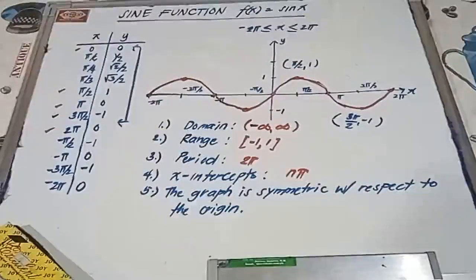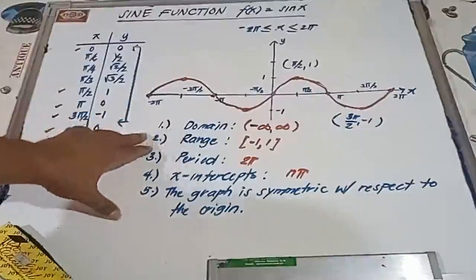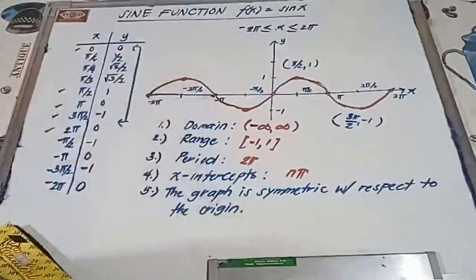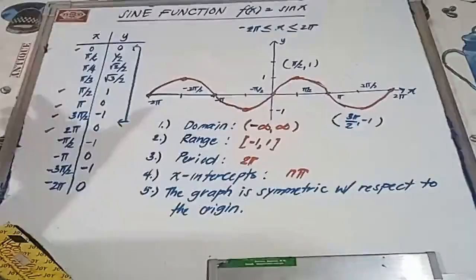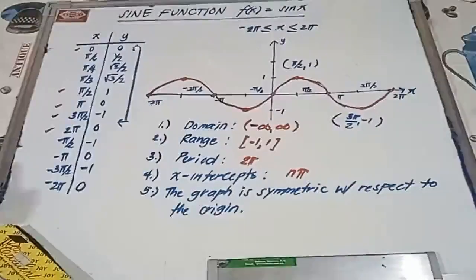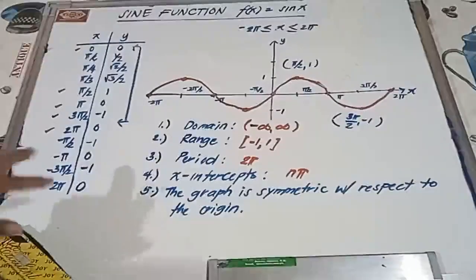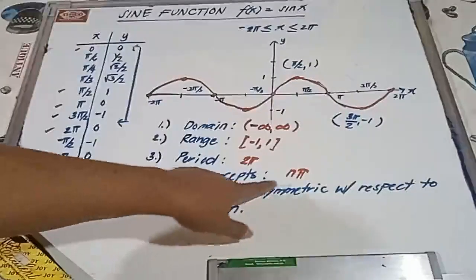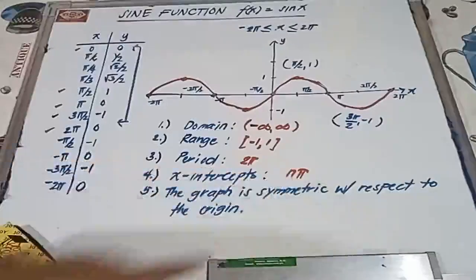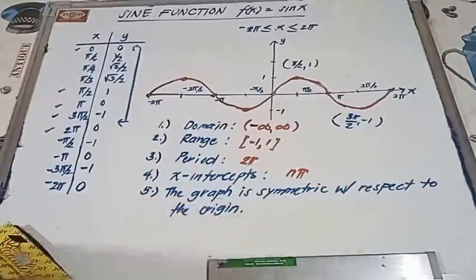So that is how to sketch the graph of a sine function. And here are the properties of a sine function. The domain is negative infinity to positive infinity. The range is negative 1 to 1. The period is 2 pi. X-intercept is in the form of n pi, where n is an integer. And the graph is symmetric with respect to the origin.